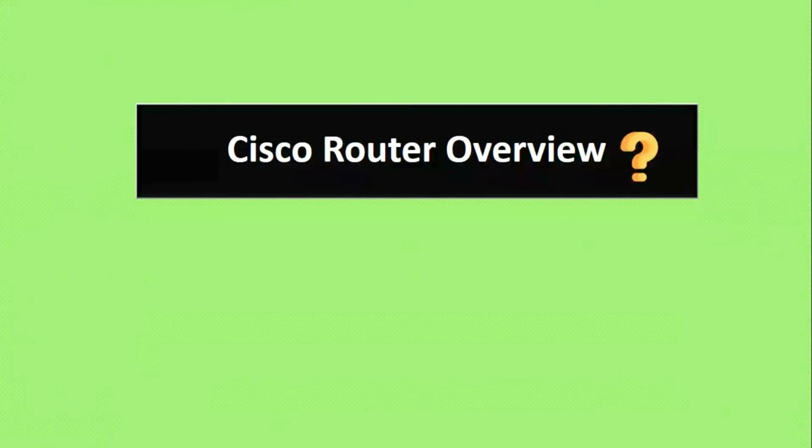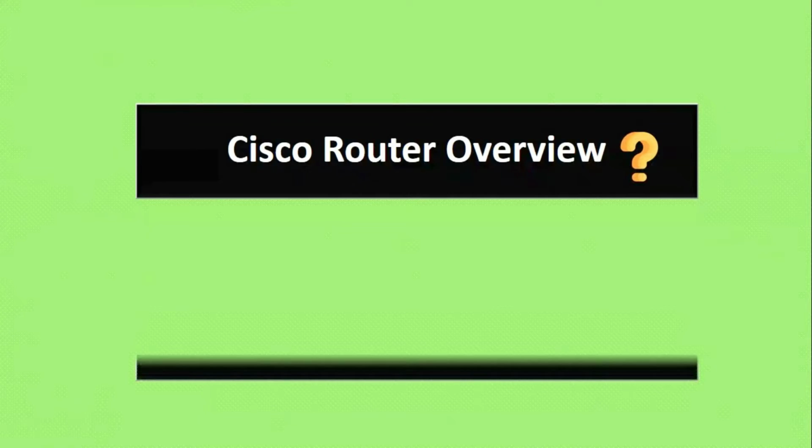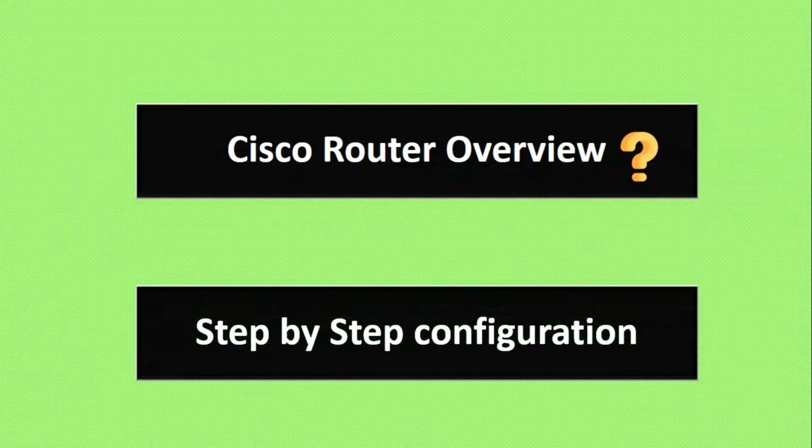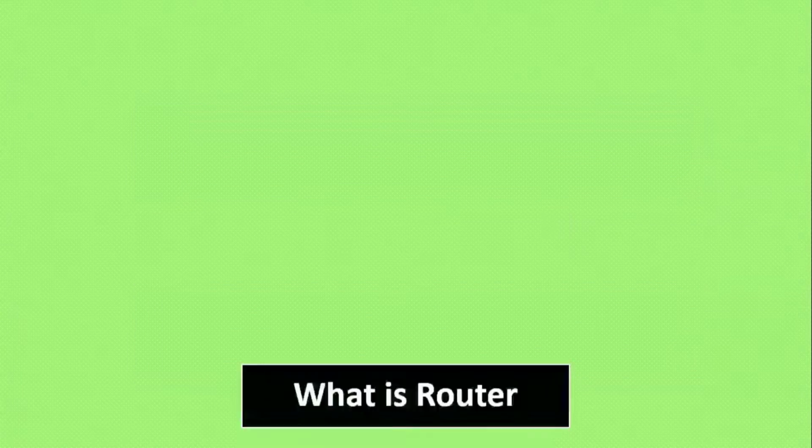In this video, we are going to see a Cisco router overview with a step-by-step configuration. What we are going to cover in this video is what a router is and its types, router internal hardware components, how the router loads the configuration, the router boot sequence, and finally we are going to show you how to configure the router from scratch to the high level in the simulation. So let's jump into the video.